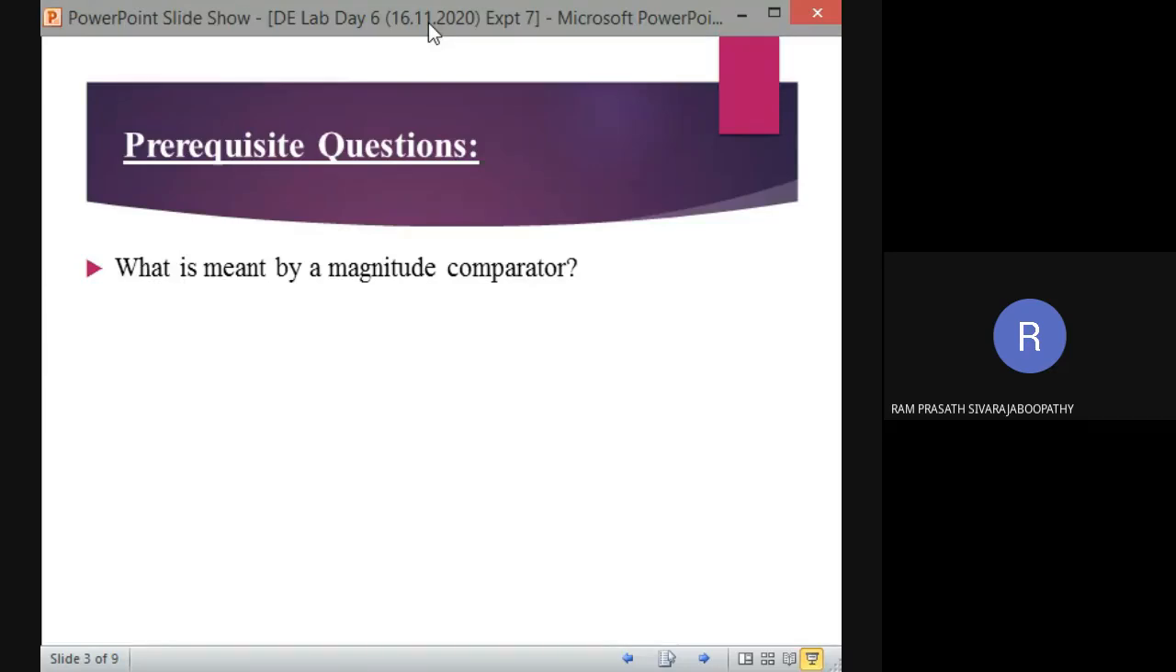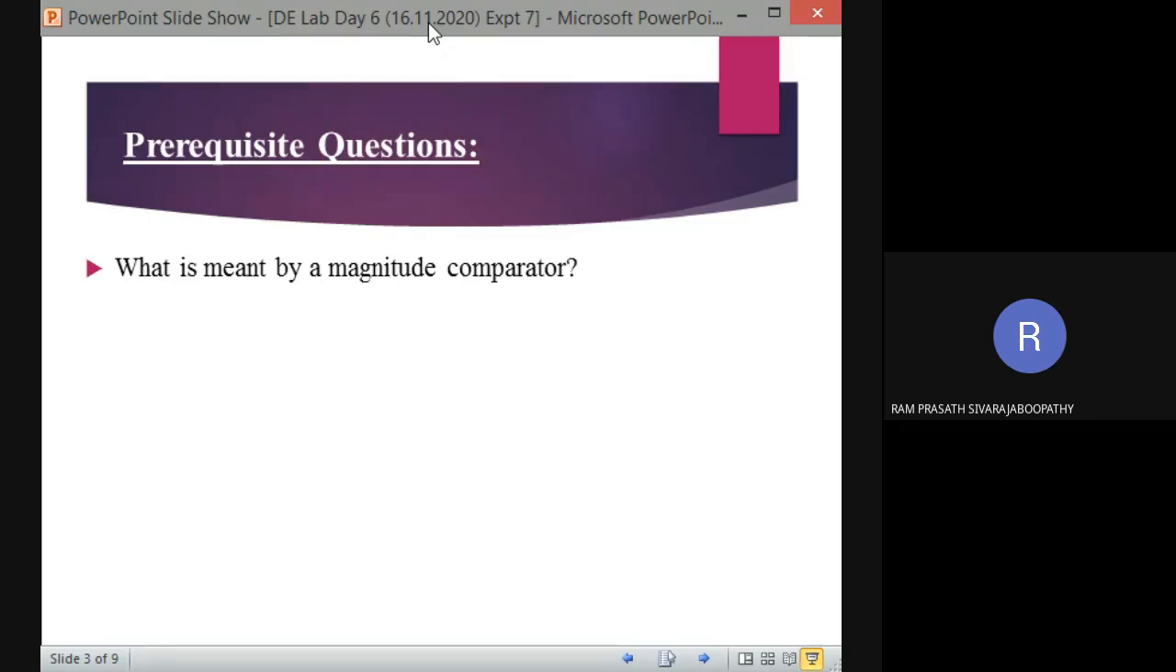Yes, to compare bits of n-bit data. Say for example, if I am having 2 data of 4-bit, each bit has to be compared based upon its result. Finally, we can say the number is greater, equal or lesser. That's what Srihari typed in the chat. GEL type pannirukkarla. Those are the outputs of the magnitude comparator.